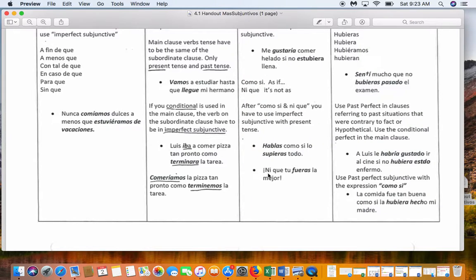And here, ni que fueras la mejor. It's not that you are better than everybody. All right, you have to use, as it says here, present tense. Well, in this case, you're missing more context, okay? You have more context here in the front, and then at the end, this is the comment you make, okay?